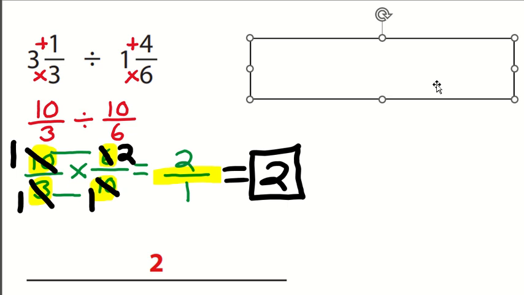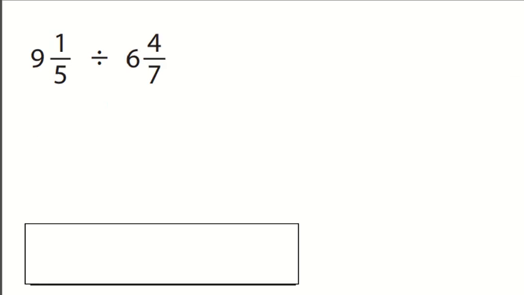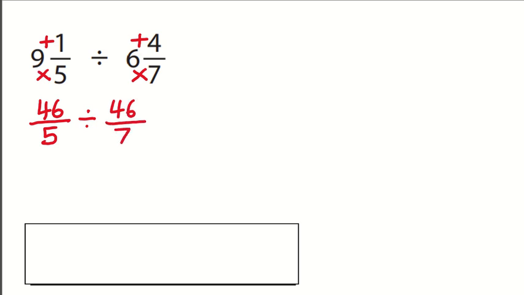Now, let's do one final problem. This one. Once again, we have to add the little step of multiplying and adding. 9 times 5 is 45, and 45 plus 1 is going to be 46. So now we have 46 up top, and our bottom number stays the same. Let's do the same thing on the right one. 6 times 7 is 42, and 42 plus 4 is going to be 46. And then the bottom number stays the same.